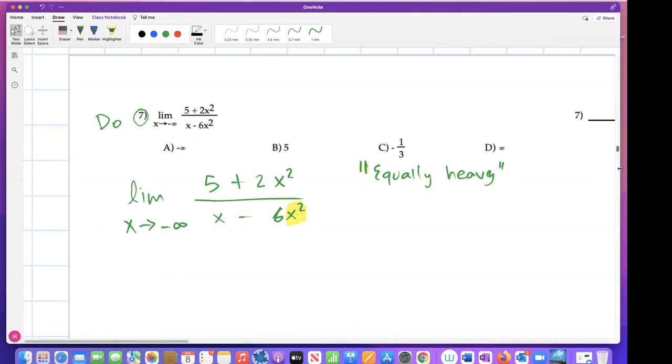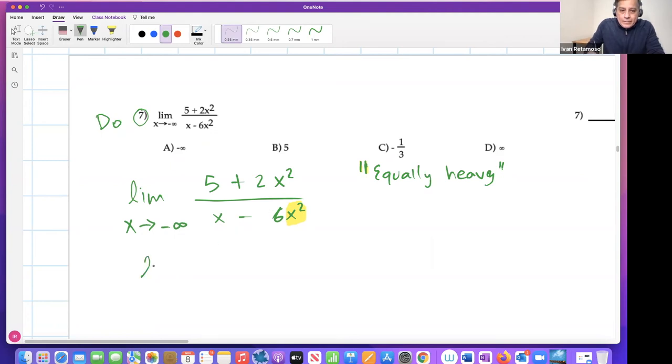Is it C, professor? Great, excellent. Very good. If you divide by x squared, long process first, and then I will show you the shortcut. Dividing everything by x squared: 5 over x squared plus 2x squared over x squared, x over x squared minus 6x squared over x squared.